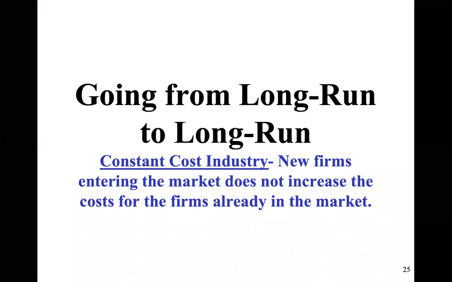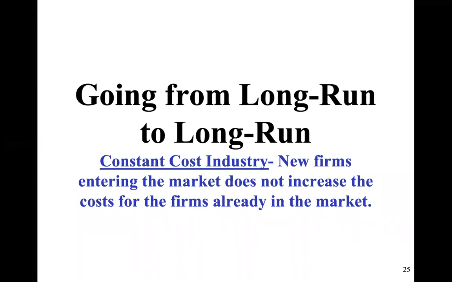Let's do some econ. In this video, we're going to finish 3.7 and we're going to look at going from the long run to the long run in perfect competition, and then also analyze the types of efficiency for perfect competition. First, let's go from the long run for the long run.